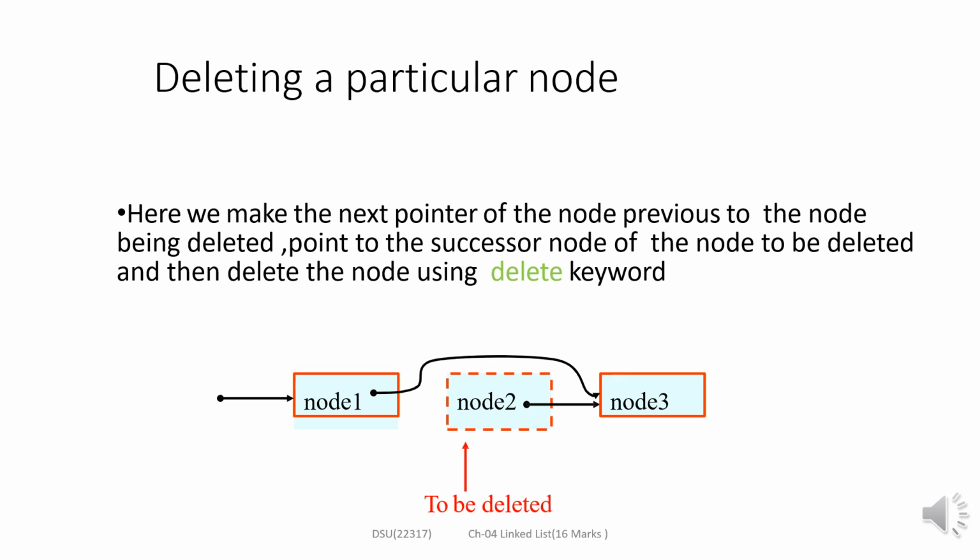Deleting a particular node. Here we make the next pointer of the node previous to the one being deleted point to the successor node of the node to be deleted, and then delete the node using the delete keyword. Okay, these are the two options for deleting a particular node. So see here, node 1, node 2 and node 3. We have to delete node 2. Then we simply make the first node point to the third node. Then automatically node 2 will be deleted. Okay.